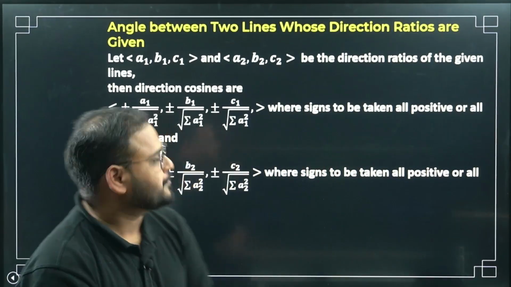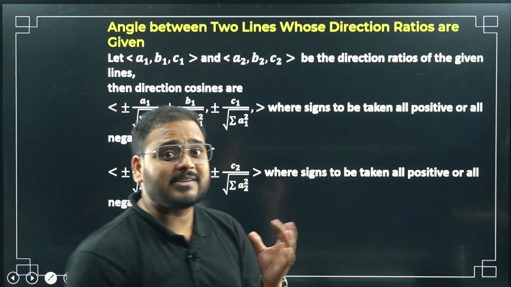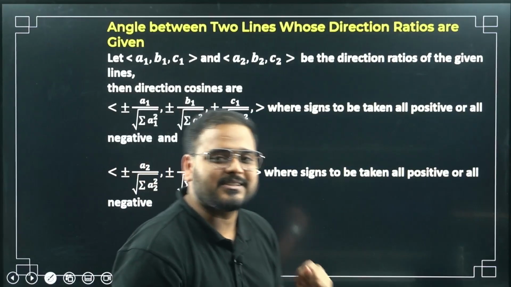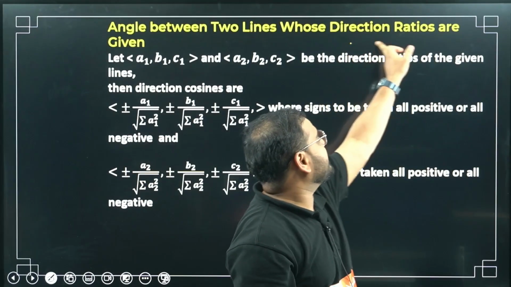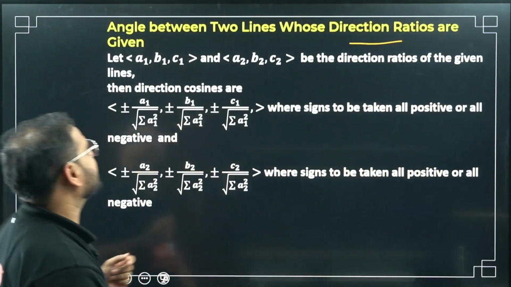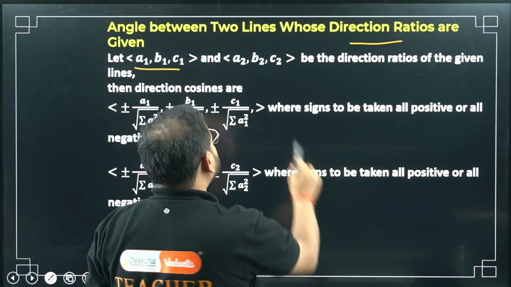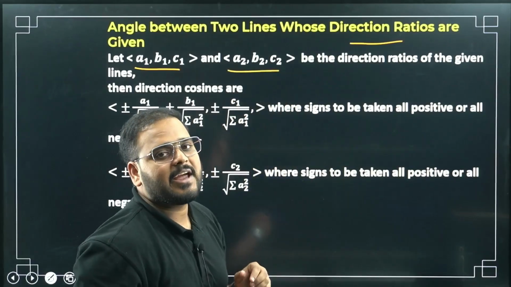Okay, chaliye. So, angle between two lines whose direction ratios are given. Previously we were dealing with only direction cosines. Over here, the statement is changed. Direction ratios means A1, B1, C1 will come into the picture now. The first line has direction ratio A1, B1, C1 and the second line has direction ratio A2, B2, C2.